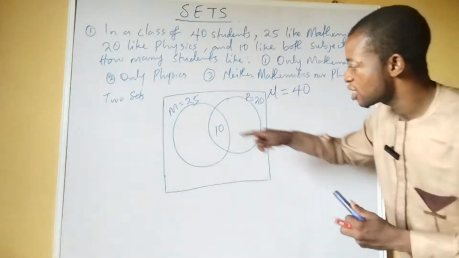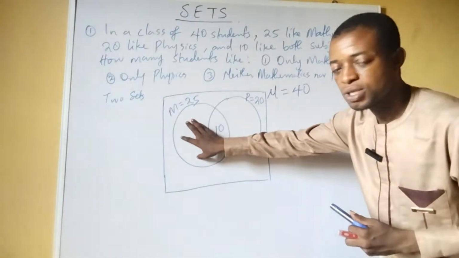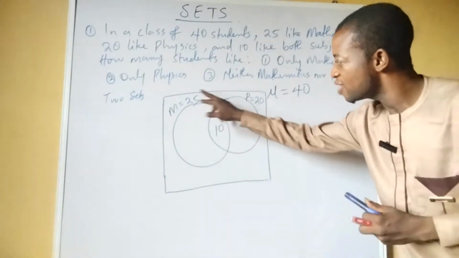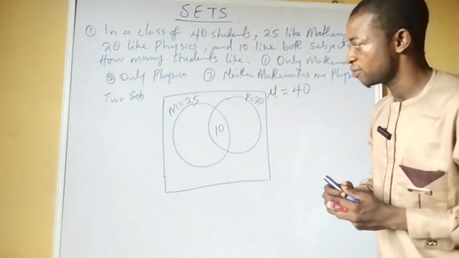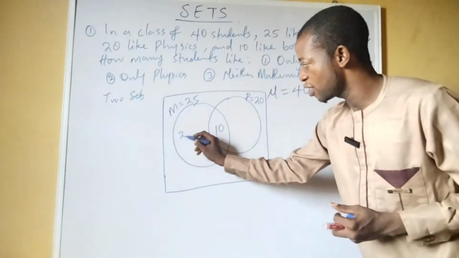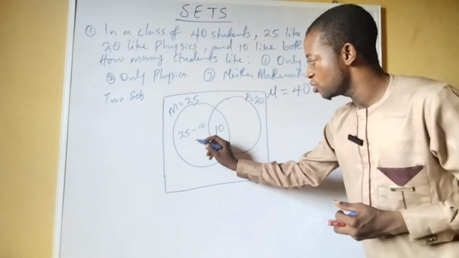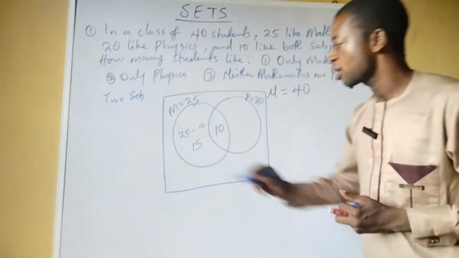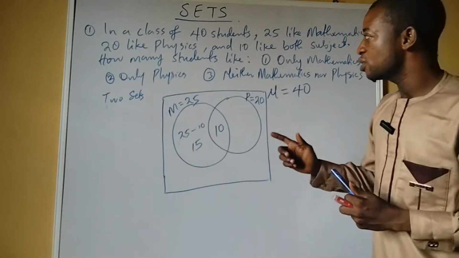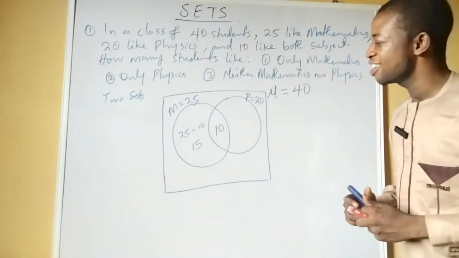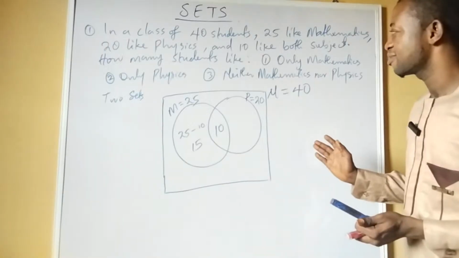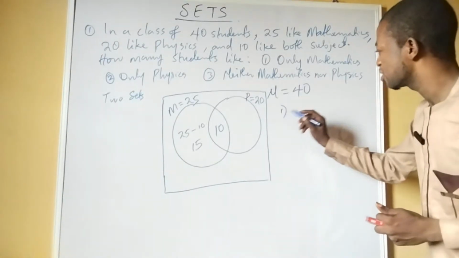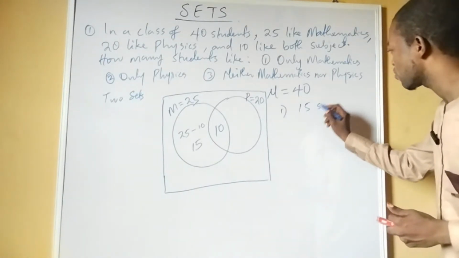Now that you have put 10 here, everything in the circle should be 25. Then take away 10 from 25. This will be 25 minus 10, which is of course 15. So mathematics only, we have answered the question. Mathematics only is this place, which is 15. So question 1 is 15 students solved.